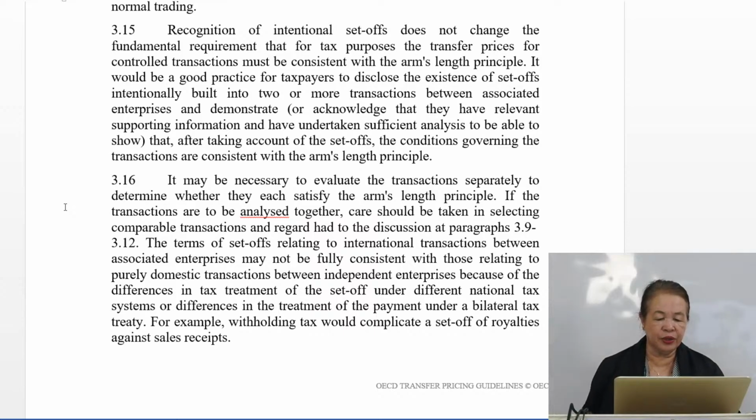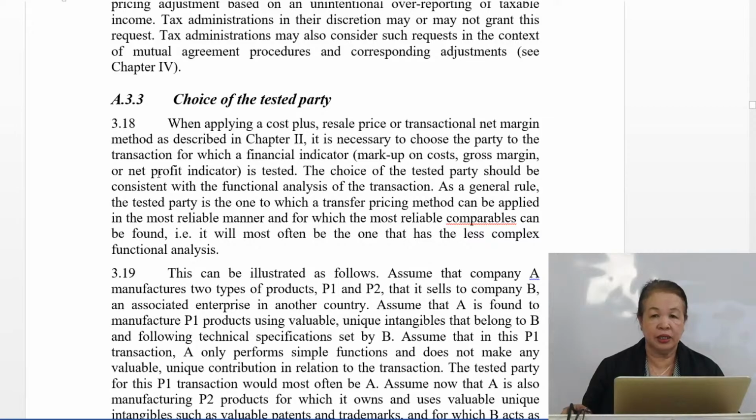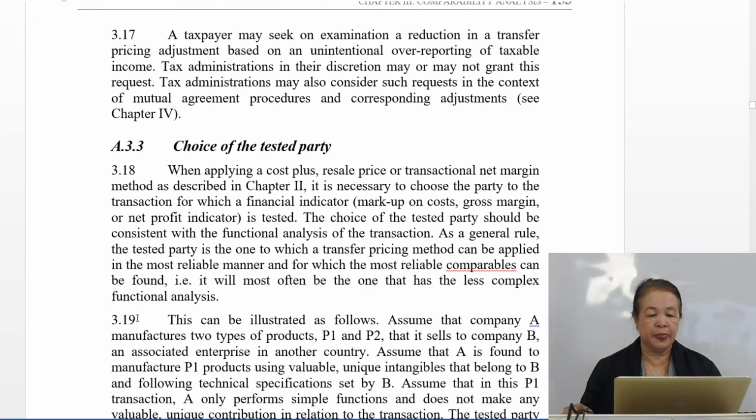For example, withholding tax would complicate a set-off of royalties against sales receipts, no? Because the royalties, which is the payment for the use of intangibles, like here in the Philippines, is subject to 20% final tax, no? Some other country might have a different treatment or tax imposed on royalty.